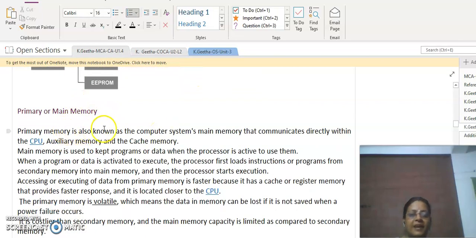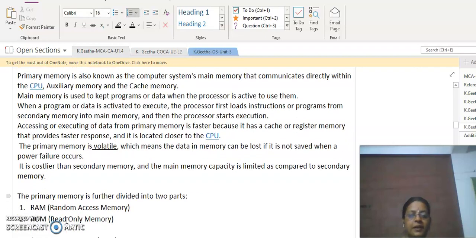Now primary memory and main memory. The memory which is closer to the CPU is always called the main memory, and the CPU can access information only from the main memory. It is notable for its temporary storage and faster data processing rate, and it is usually referred to as volatile memory. Of course, it is costlier than the secondary memory, but its size is limited.